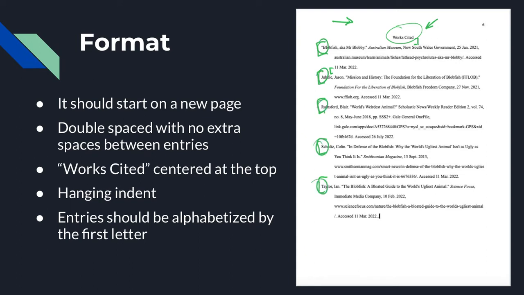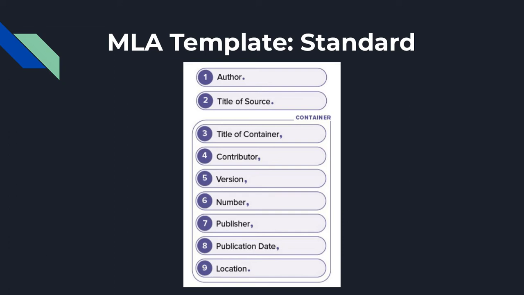So now let's talk about what goes in your Works Cited and how you format these entries. This template comes straight from the MLA handbook, and it tells us how we're supposed to organize each entry in our Works Cited page. First, if an author is listed, we start with that. Last name, then first name.